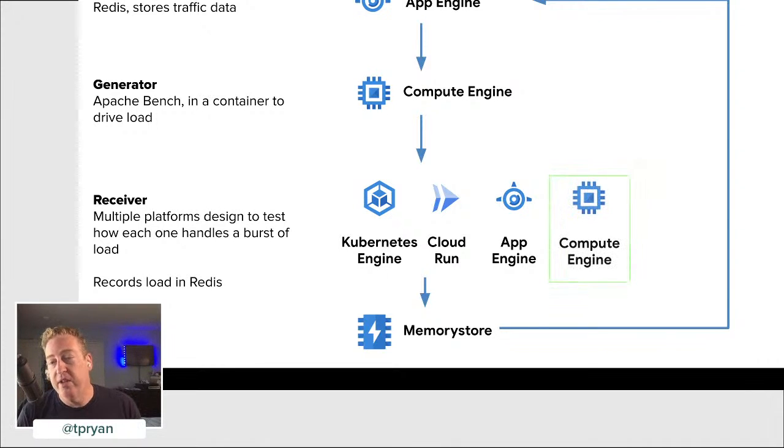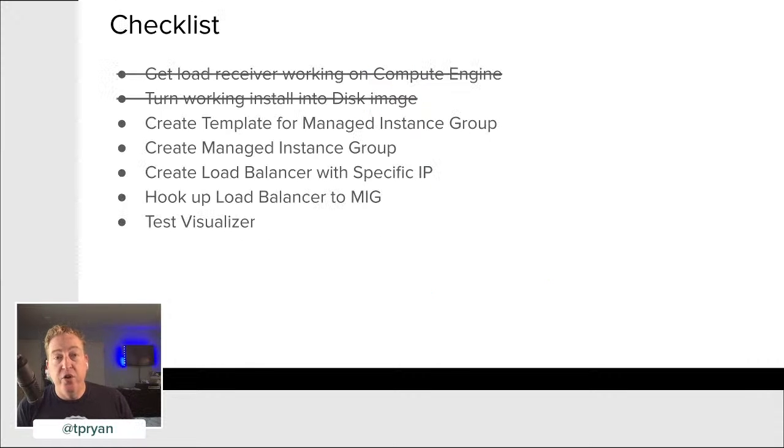And so what we're going to focus on today is adding a fourth platform here, which is Compute Engine. And if anybody has any questions on why I'm doing this the way I am, please feel free to ask. I don't know if any of this is clear or not, so please feel free to bug me about it in the live chat. All right, so what do I need to do?